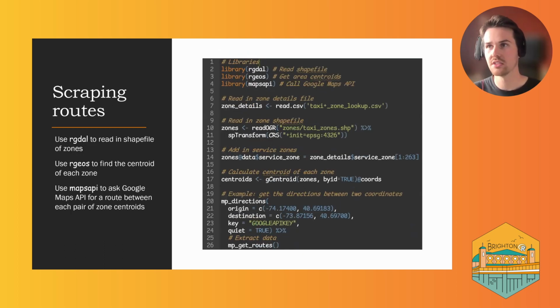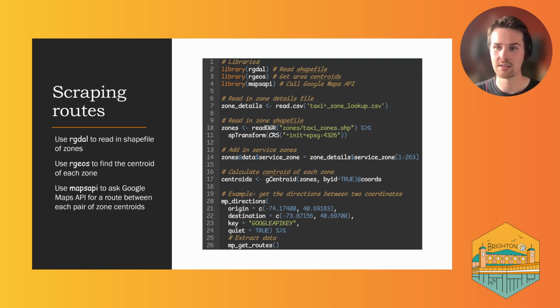I also wanted to scrape out the routes between each of the zones, and for this, I wanted to use the Google Maps API. So I used a library called rgdal. I'm not sure how you're supposed to pronounce that. We can use that to read in the shape file that they provide. Then I needed to work out the centroid of each of those zones, and there's this other library called rgeos.